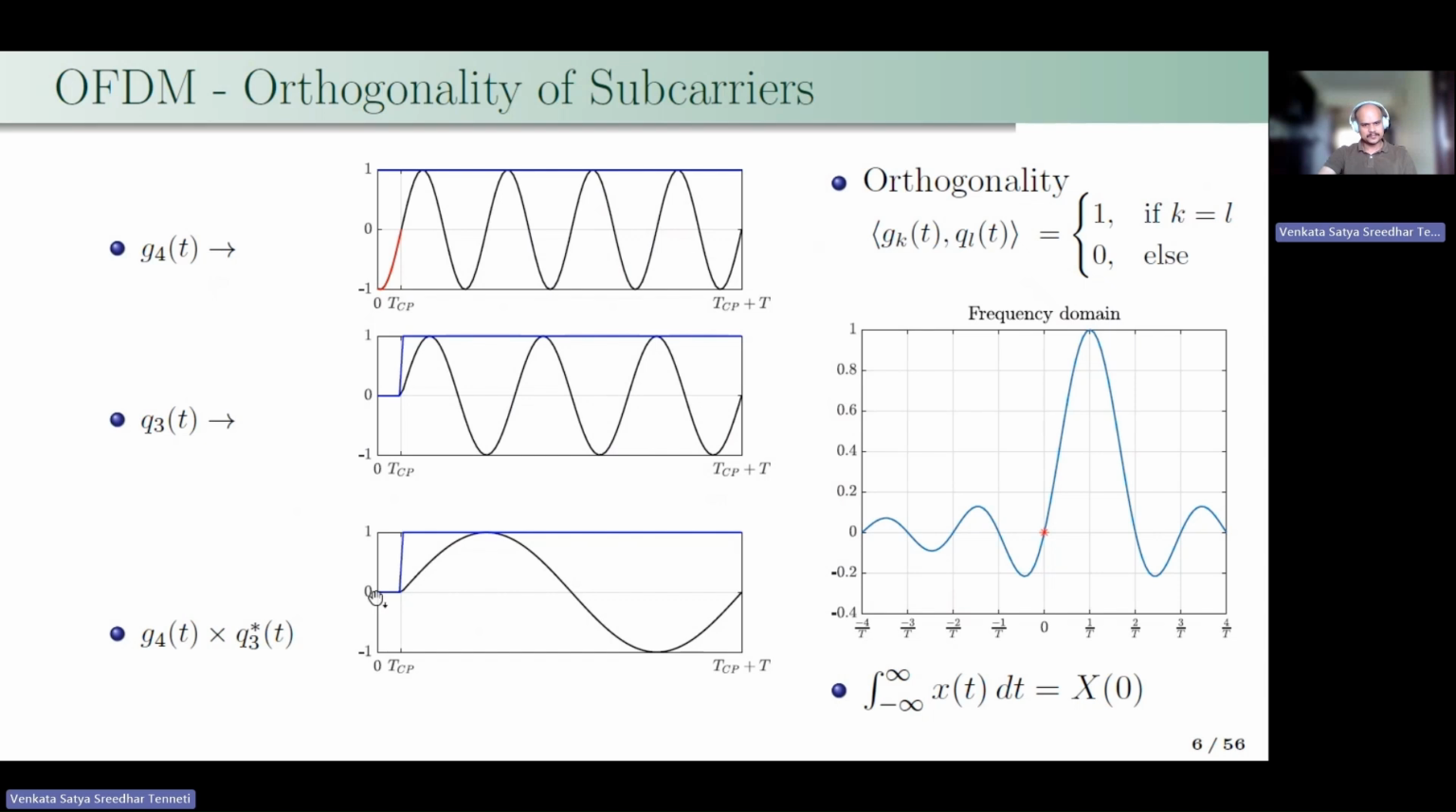Here I am showing the product of the transmit subcarrier and the complex conjugate of the receive subcarrier. As you can see, it has an integer number of cycles within the OFDM symbol duration, so the area is 0. This can also be seen from the frequency domain representation. At frequency 0, the value of the Fourier transform is 0. So these two subcarriers are orthogonal.